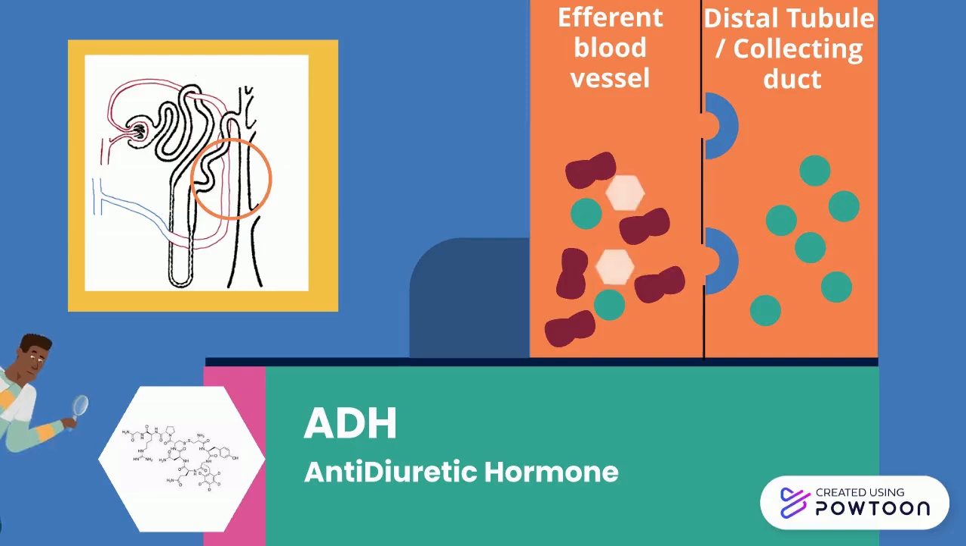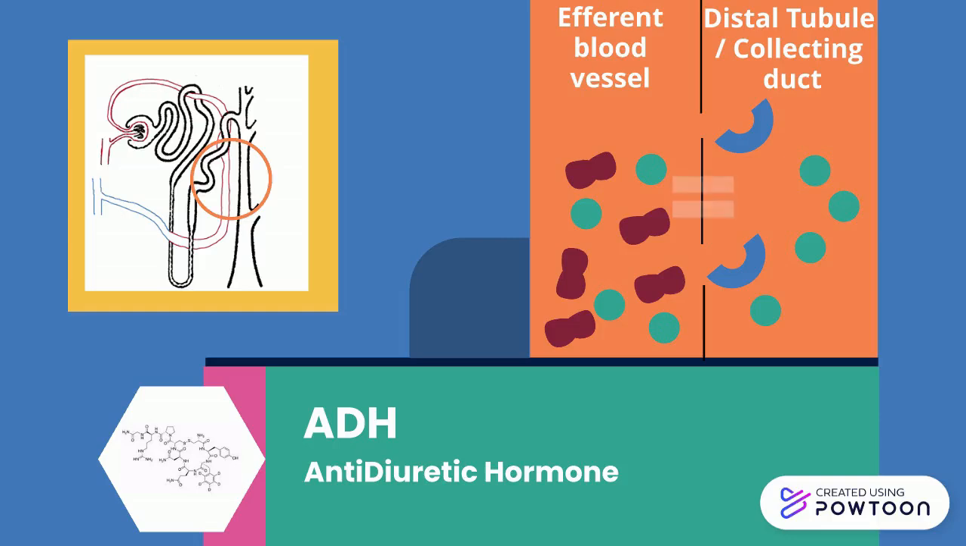ADH causes the water channels known as aquaporins in these areas to open and allow the flow of more water from the filtrate back into the blood vessels surrounding them, leading to more water entering the circulatory system and a lower volume of concentrated urine being excreted.